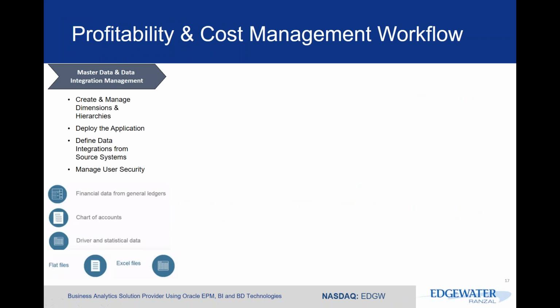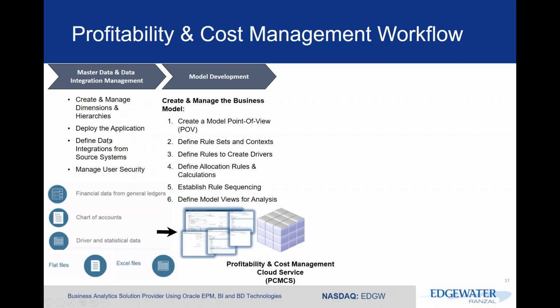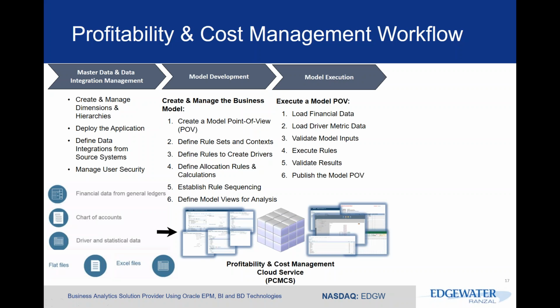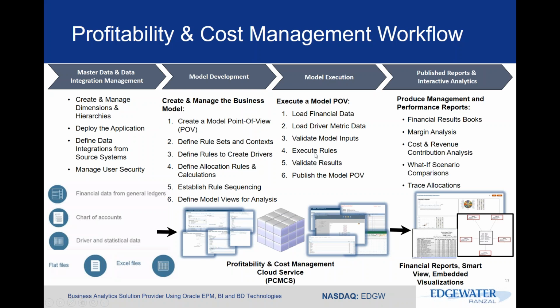So we look at PCMCS as a mechanism to do this, to produce this output. There are basically 4 phases of capability provided by PCMCS. So starting point is master data management, providing a mechanism to create and manage the dimensions and hierarchies and deploy the application. Then develop a model, which we create the points of view. And remember, our points of view now can support running this process multiple times per year. We create the relevant rule sets and rules, the allocation bases and the drivers, create the model views for analysis, sequencing. So we execute the model, load the data, load the driver data, the financial data, run the model, publish the results after validating them, and then ultimately producing visualizations and interactive analysis.